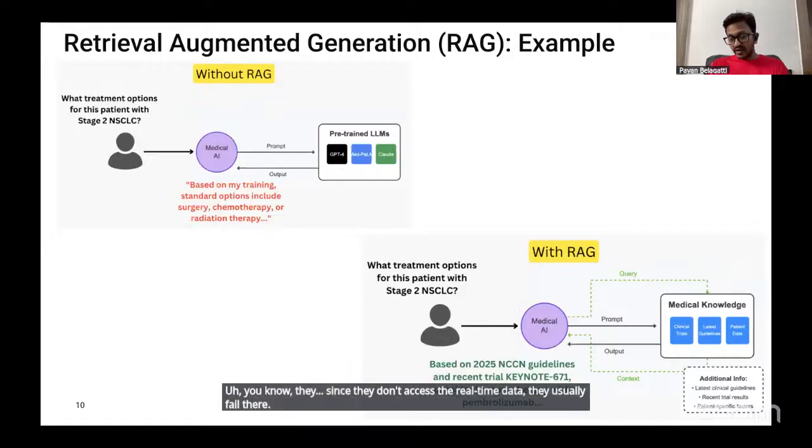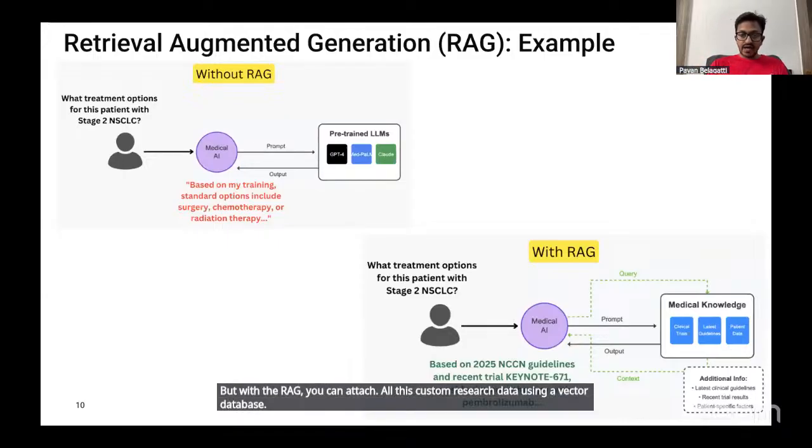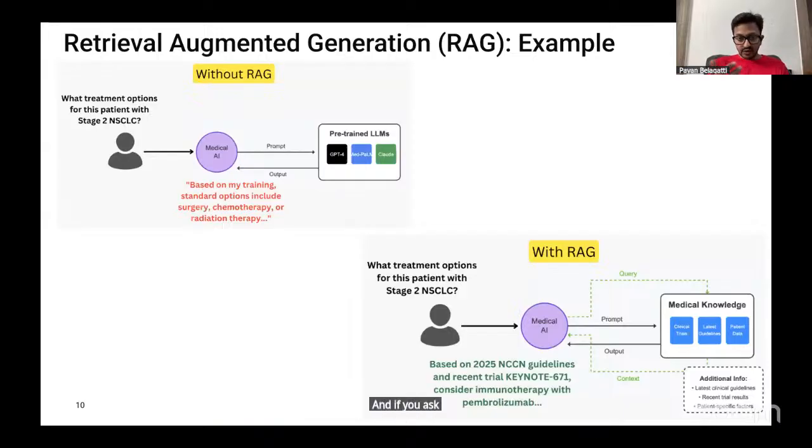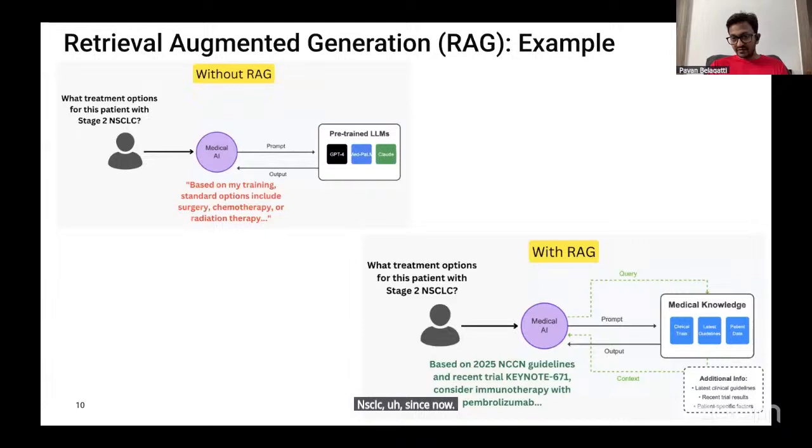But with RAG, you can attach all this custom research data using a vector database. If you ask the same query, what treatment option for this patient with stage 2 NSCLC, since now with RAG you have attached custom research documents, everything is present.